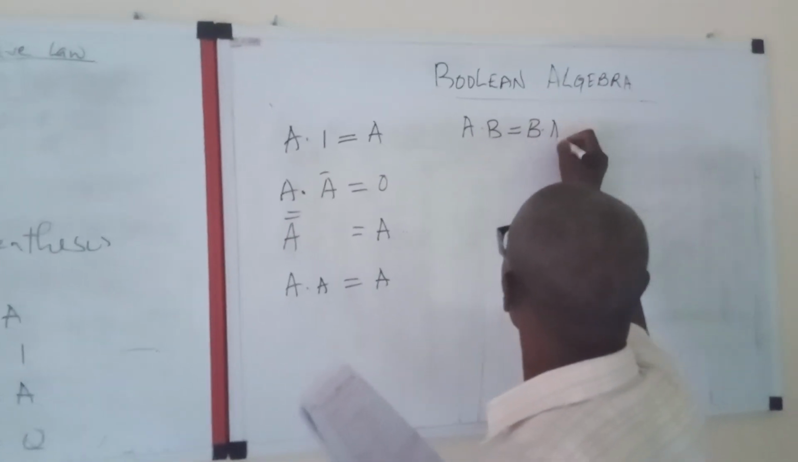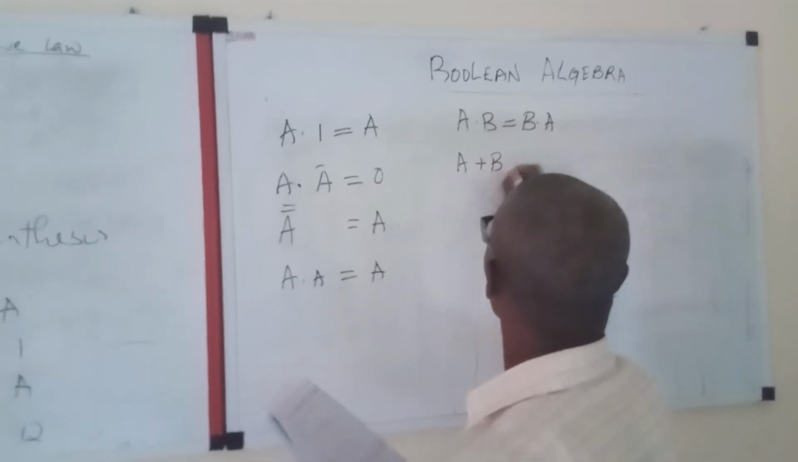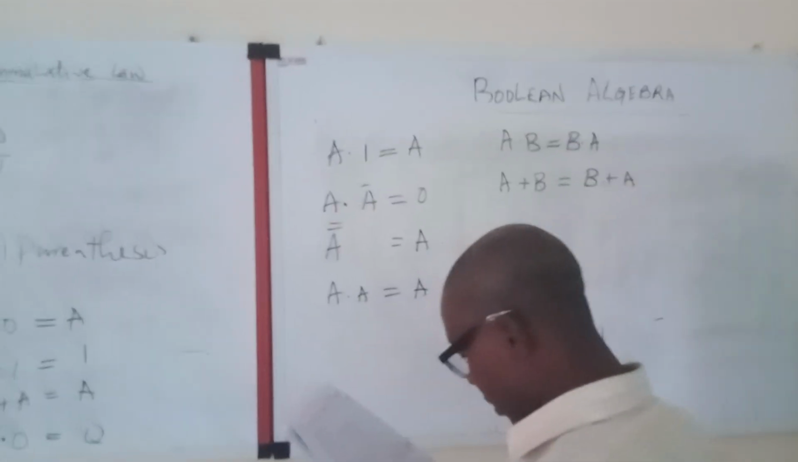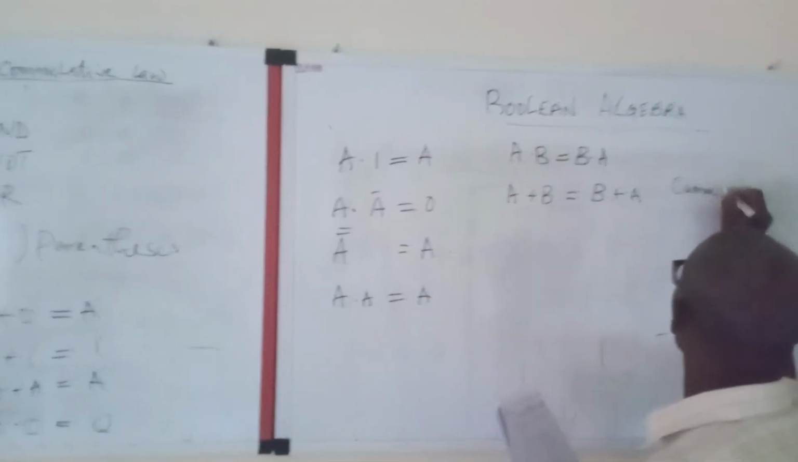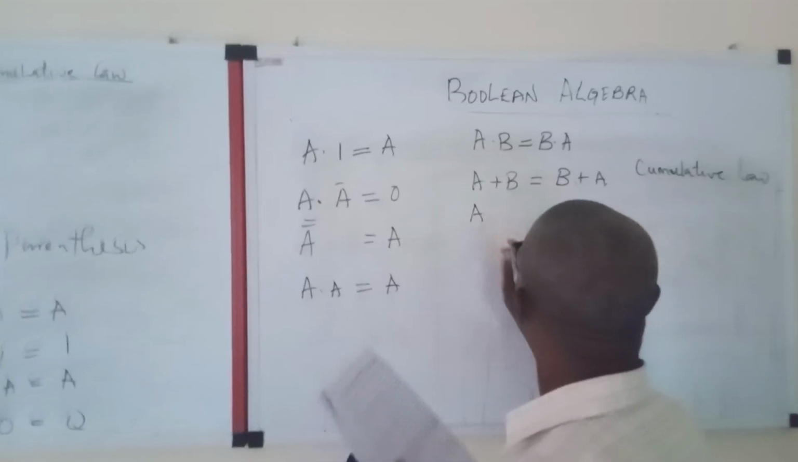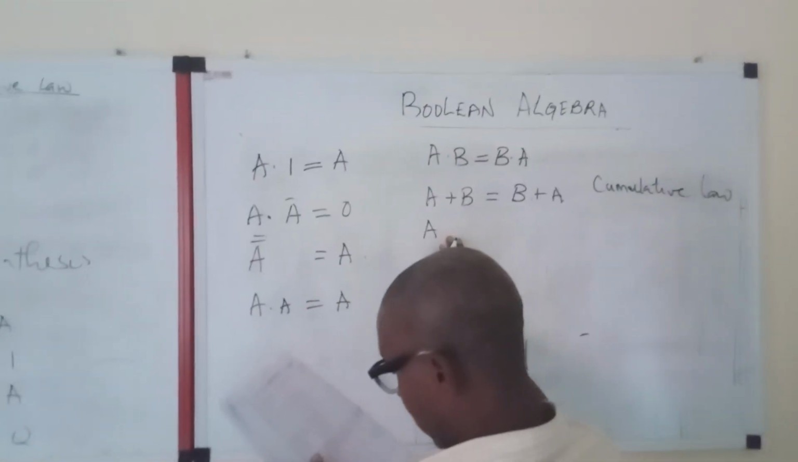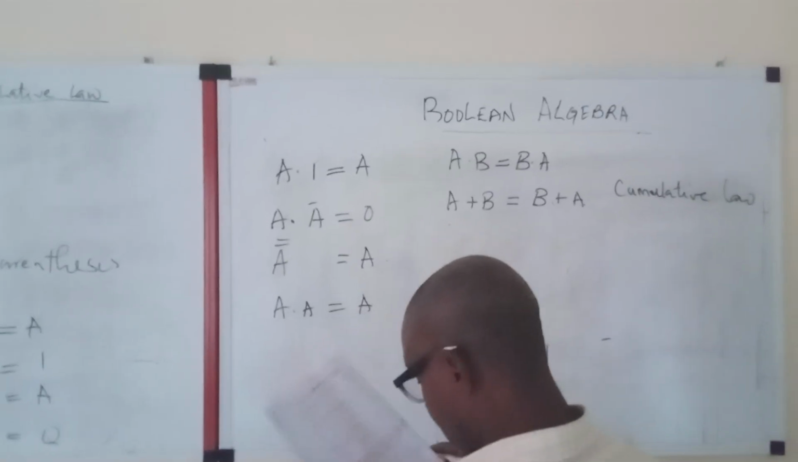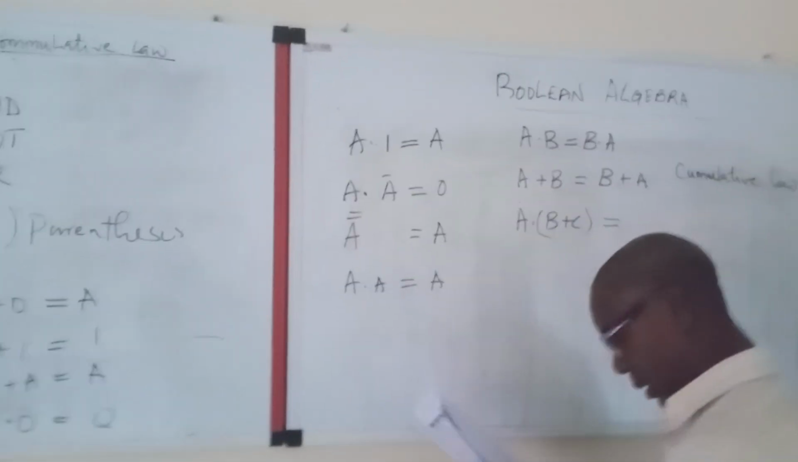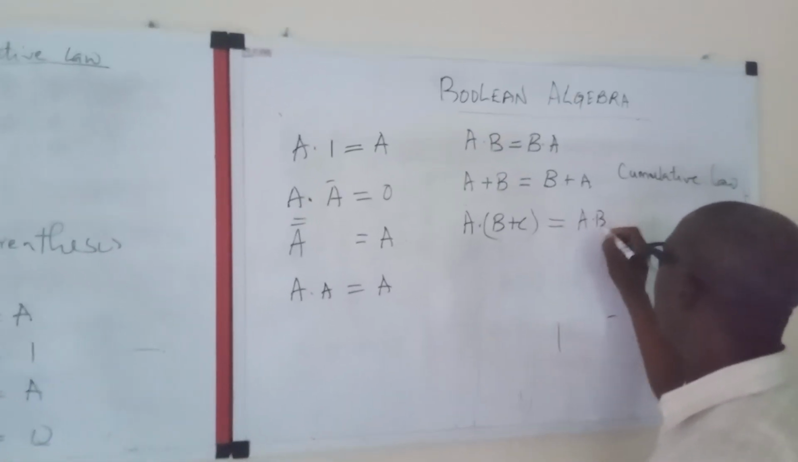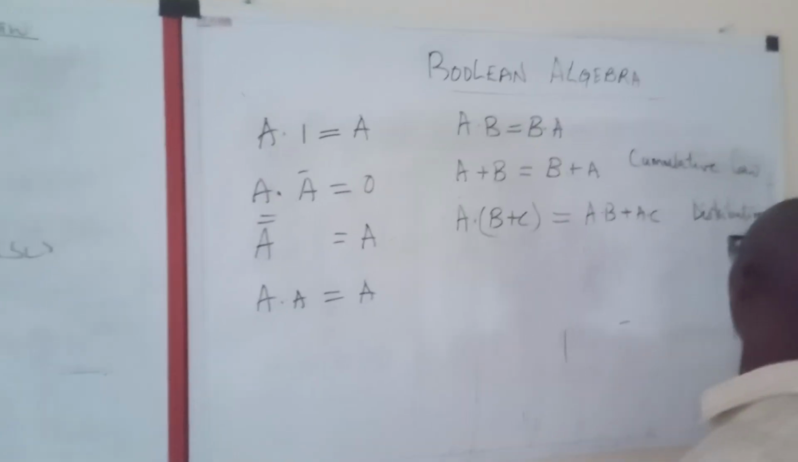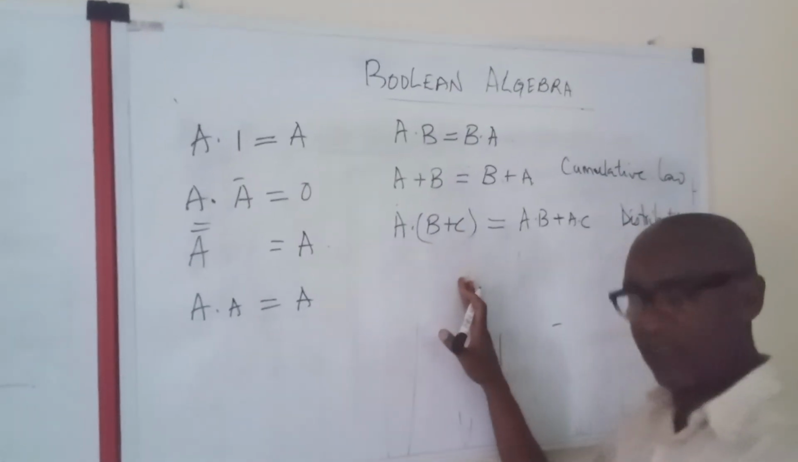Then we saw the commutative law where we say A dot B is the same thing as B dot A. We also said A or B is the same thing as B or A. The same thing applies. That is the commutative law. Then we have the distributive law. A dot (B plus C) is the same thing as A dot B plus A dot C. This is the distributive law of this operation over the other operation.